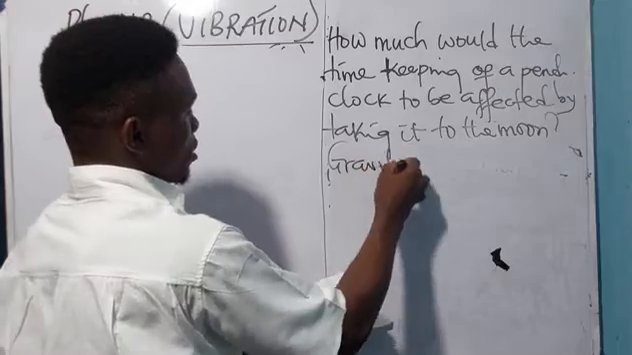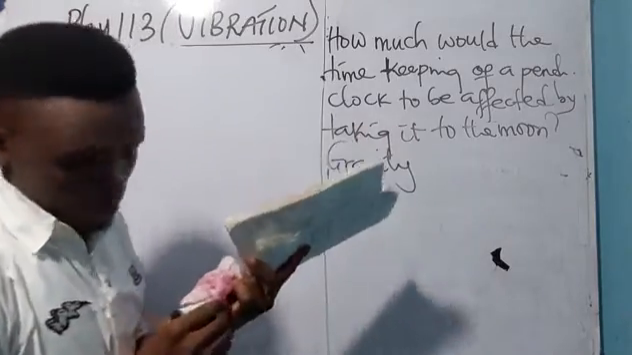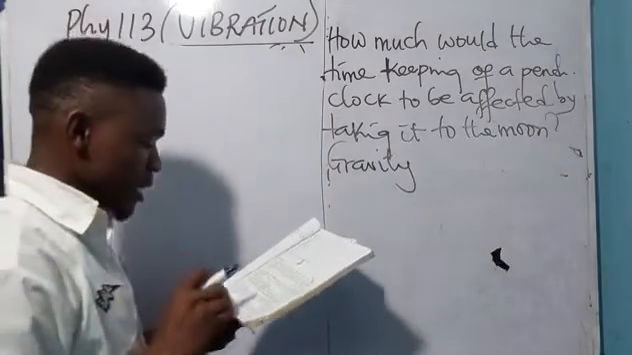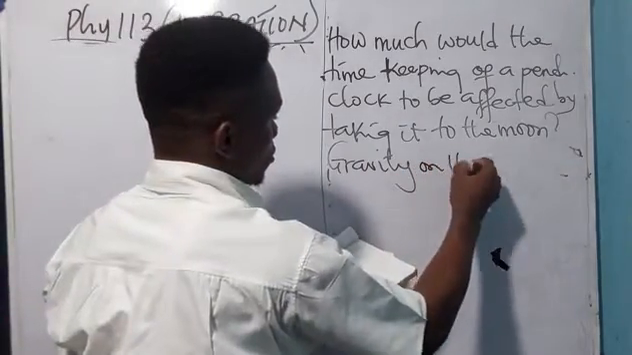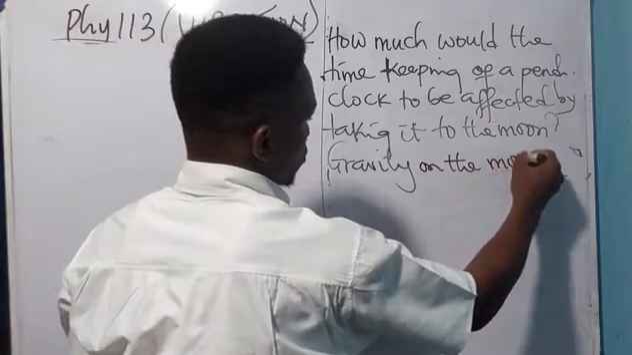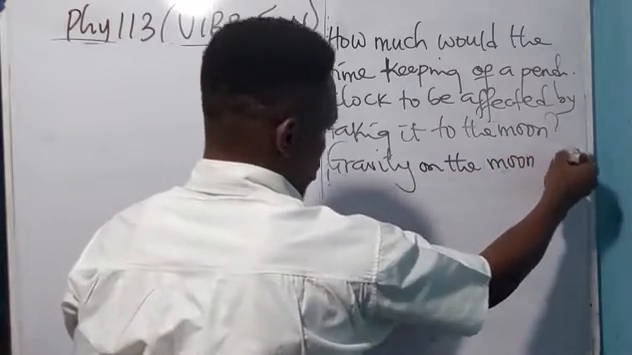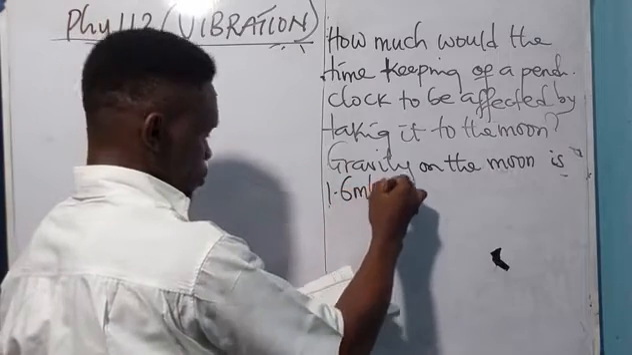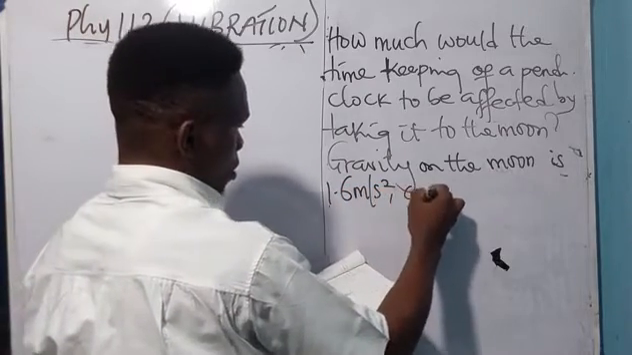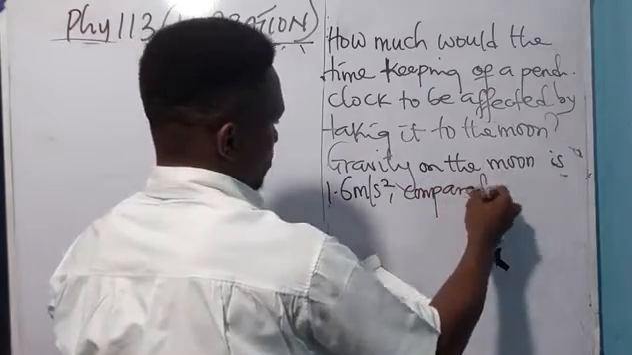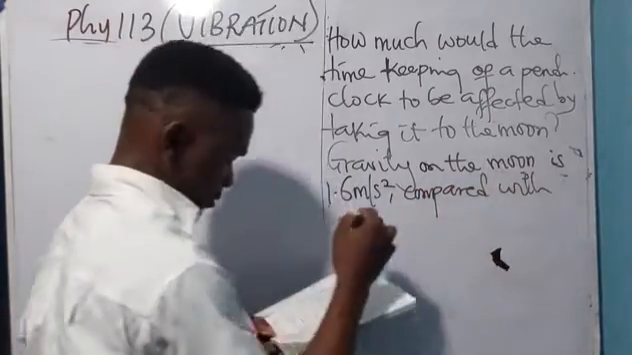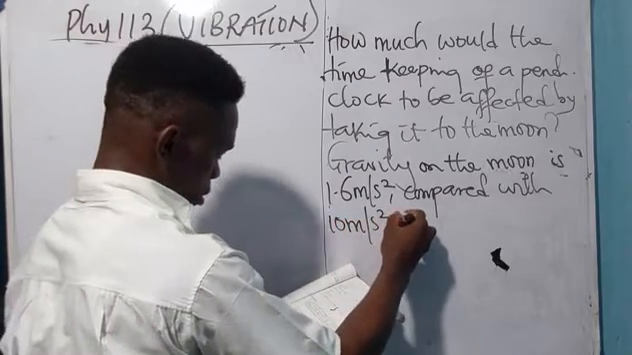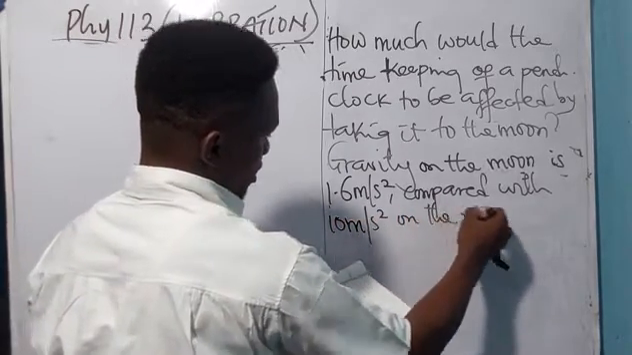Gravity on the moon is 1.6 meters per second squared, compared with 10 meters per second squared on the Earth.